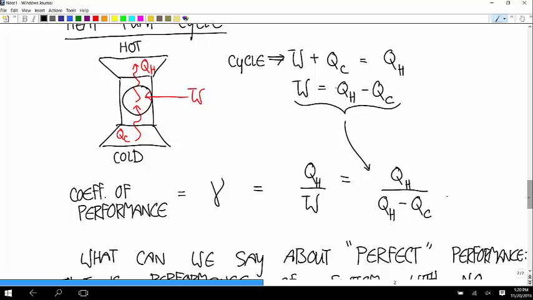Okay, so what if you had this perfect thing? There was no friction. All of the heat transfer happened in a way where you didn't lose energy. There were no chemical reactions, none of that stuff that makes systems irreversible. Could you get perfect performance? It turns out no, and that's what we're heading towards. Okay.